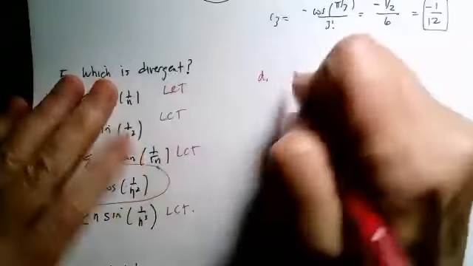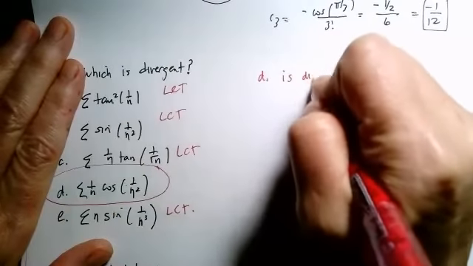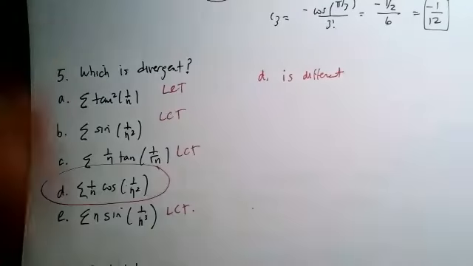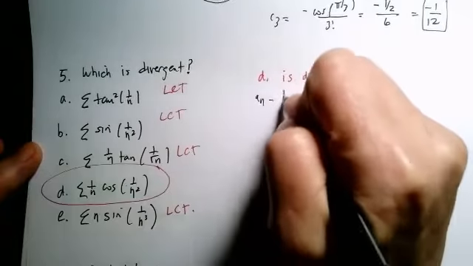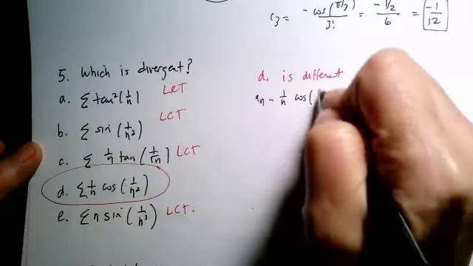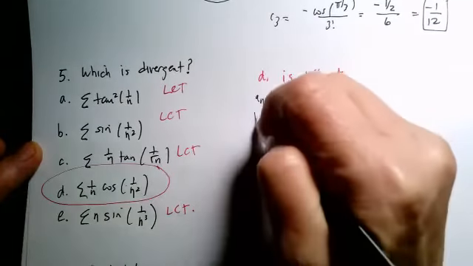So my process is this, D is the different one. So if we do limit comparison here, what are we going to use for b sub n? a sub n is 1 over n times the cosine of 1 over n squared. What will we use for b sub n?